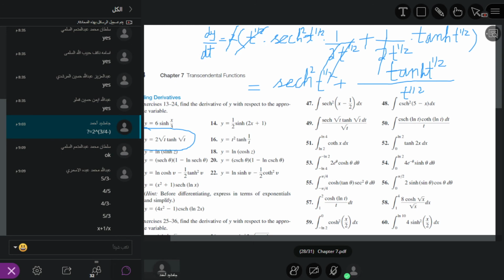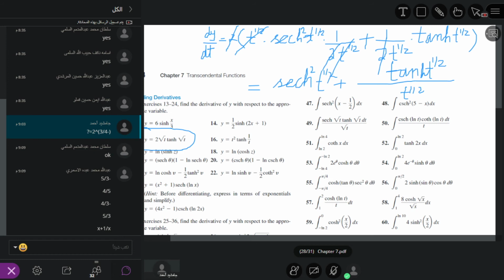So what we will do here, first of all we use the quotient rule. Sorry, we use the product rule. So 2 is a constant.